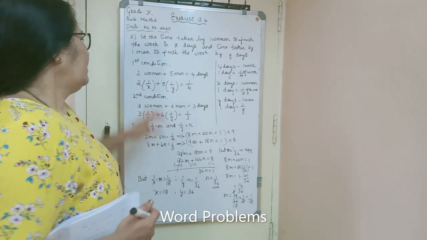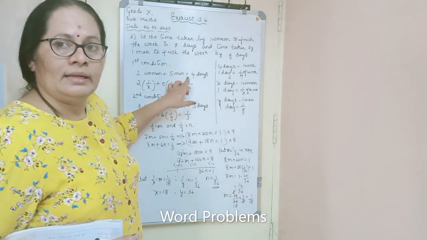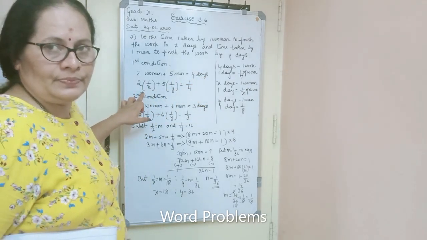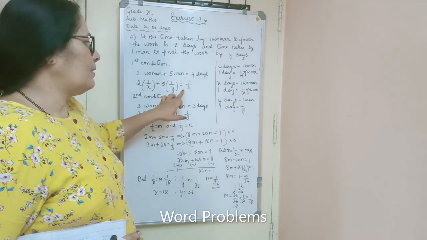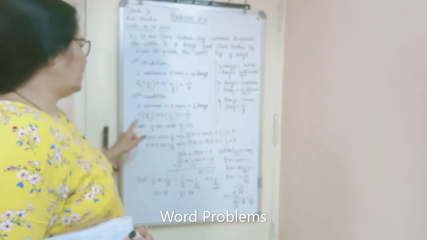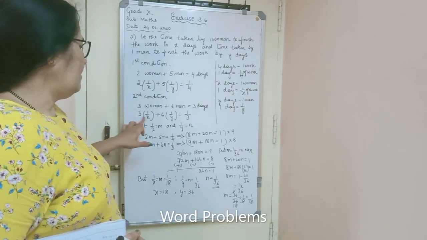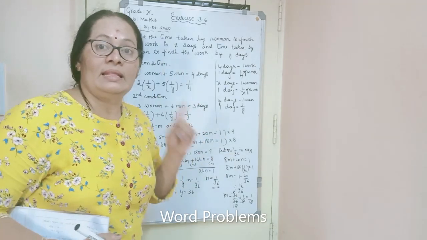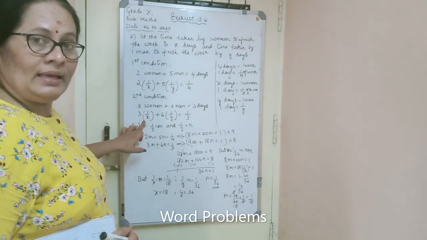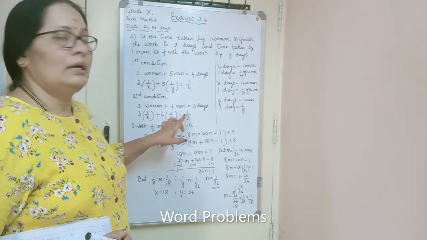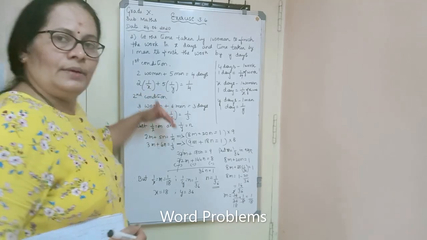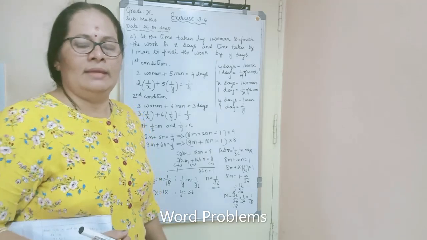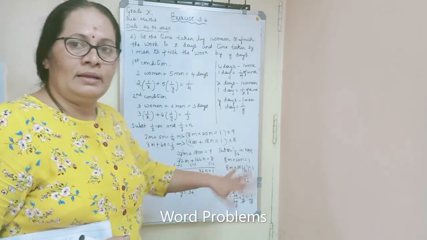Okay. Now, 2 women and 5 men together complete the work in 4 days. It means 2 into 1 by x plus 5 into 1 by y equals 1 by 4. So, the second condition is 3 women and 6 men together complete the work in 3 days. In 1 day they will complete 3 into 1 by x plus 6 into 1 by y equals 1 by 3. And the rest of the steps as usual, using elimination method or cross multiply, any algebraic method, you can find out m and n values.